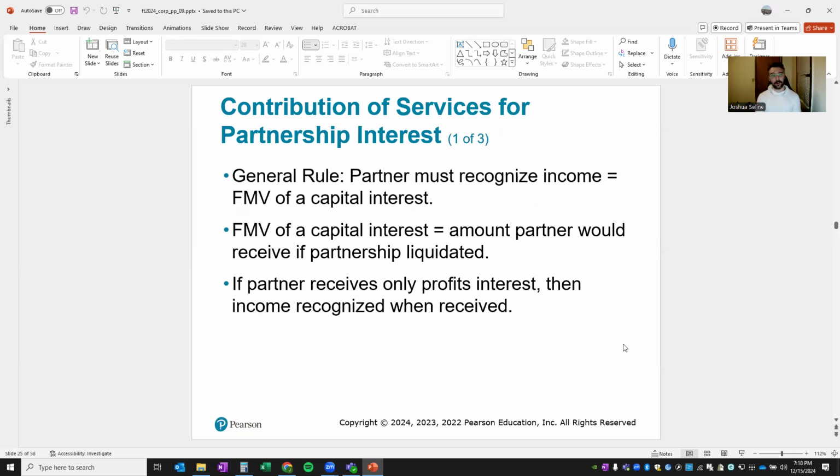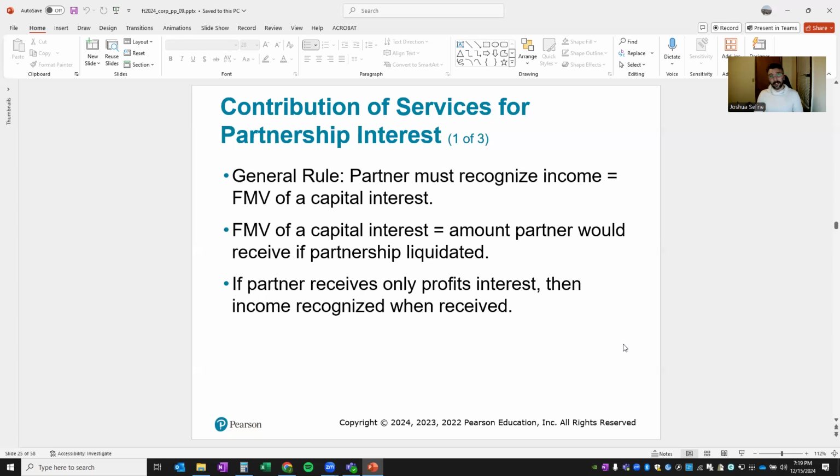Contribution of services for a partnership interest. Kind of covered this a bit last week, section 351. You have to recognize the income if it's for services provided. General rule, the partner must recognize income equal to the fair market value of the capital interest. Fair market value of the capital interest is the amount the partner would receive if the partnership liquidated. If the partner receives only a profits interest, then income is recognized when received.